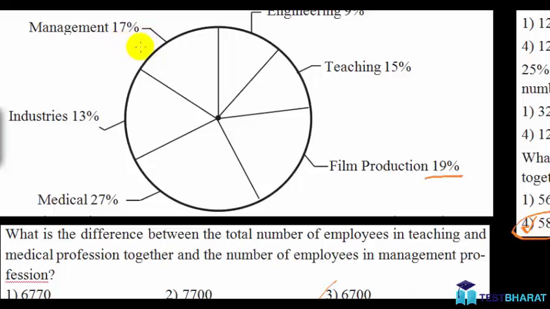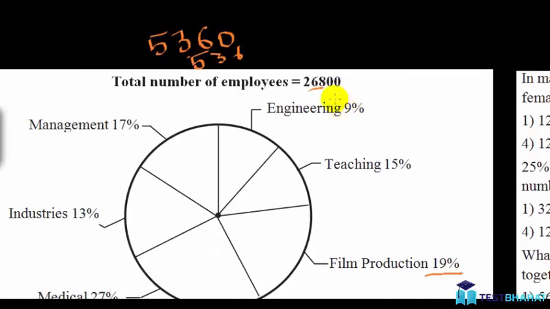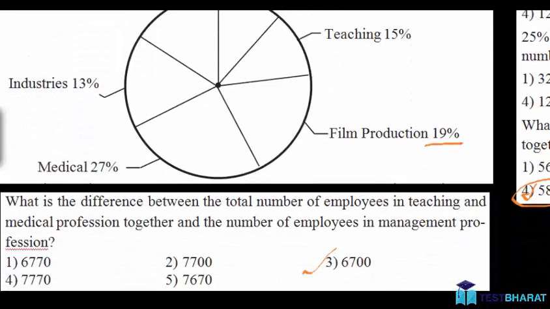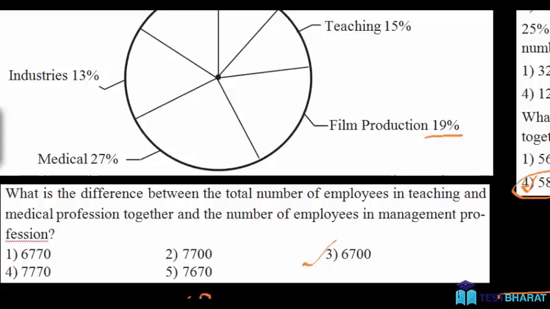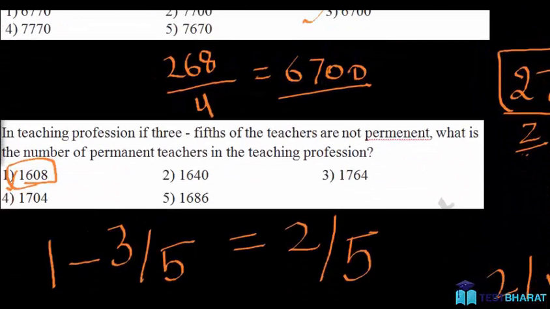So we have to calculate this 25% of 26800. 25% of anything, you can just divide a number by 4, because 1 by 4 is 25%, and we can just simply divide 26800 by 4. That will give us 6700. That is the answer, 6700. Let's look at one more problem.